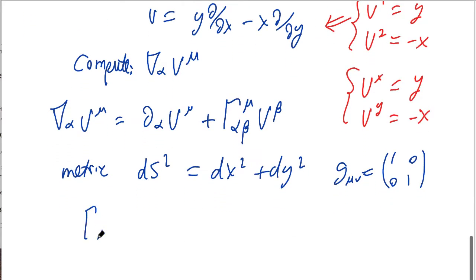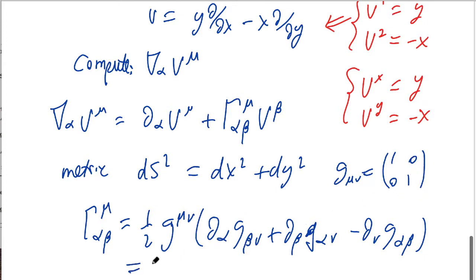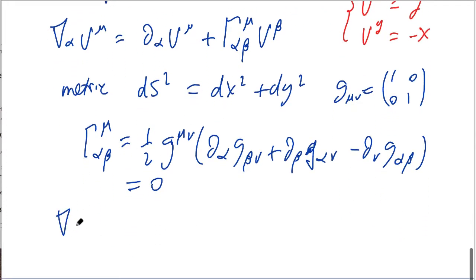All right, so the Christoffel symbols, I'll remind you of the definition. It's the inverse metric, g upper mu nu, times partial alpha g beta nu, plus partial beta g alpha nu, minus partial nu g alpha beta. So every one of these terms has a derivative of the metric components in it, and the metric components are all constants. So all of these are 0. In fact, that's why Cartesian coordinates are so nice, because the Christoffel symbols vanish. So in this example, del alpha v mu is just the partial derivatives of v mu with respect to x alpha.